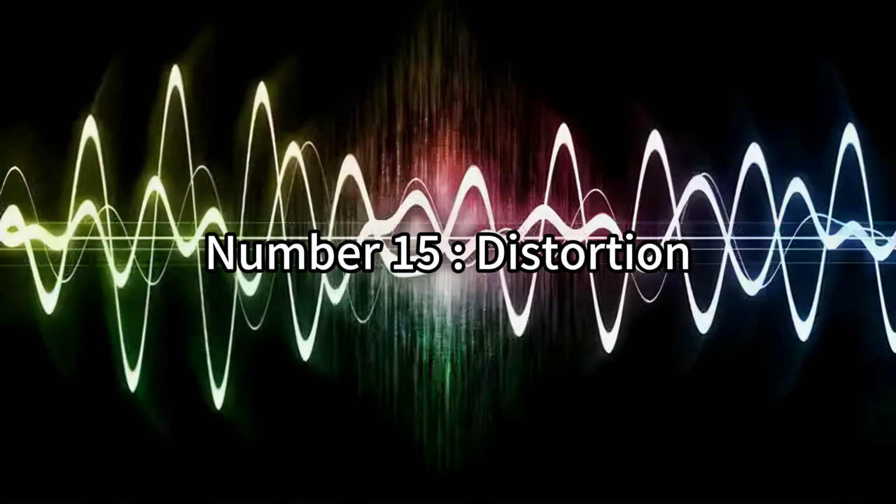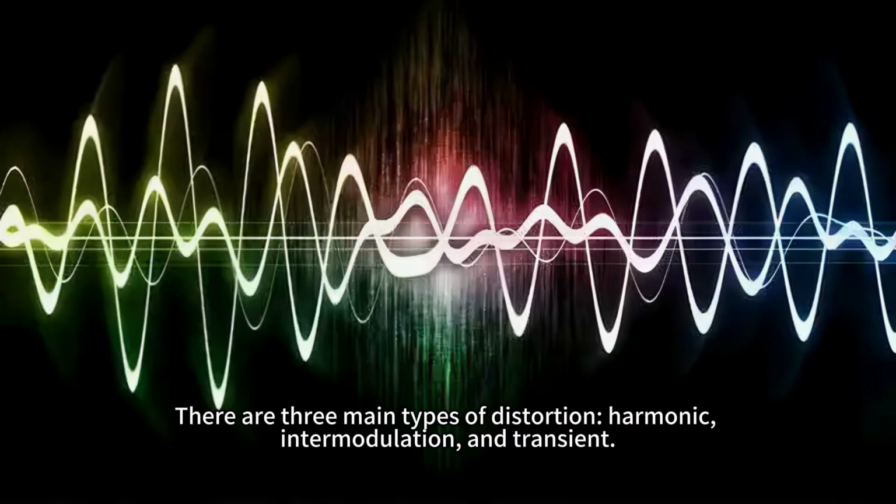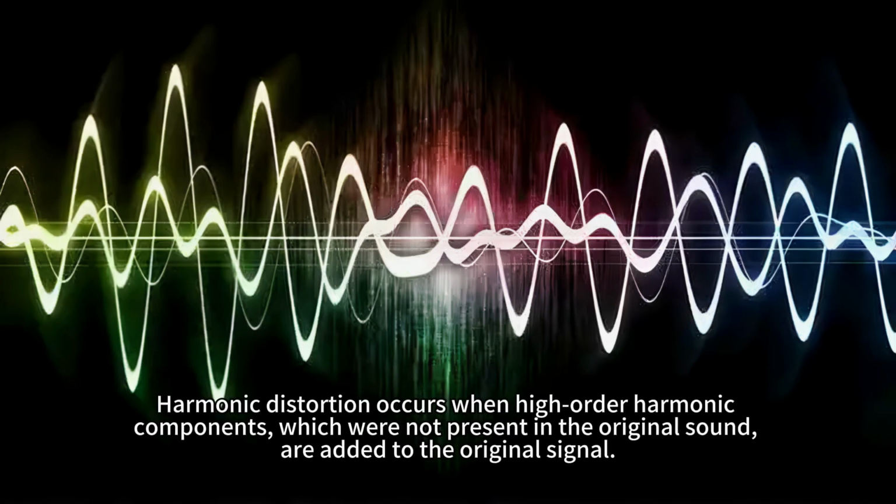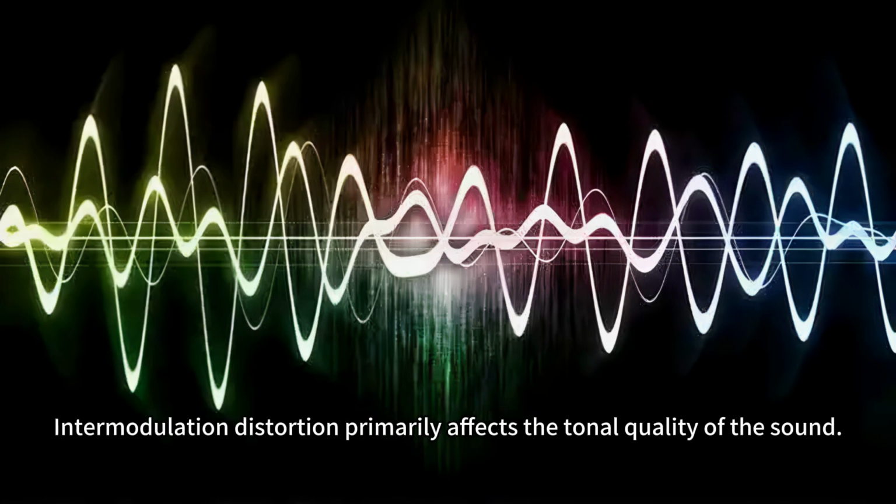Number 15. Distortion. There are 3 main types of distortion: harmonic, intermodulation, and transient. Harmonic distortion occurs when high-order harmonic components, which were not present in the original sound, are added to the original signal. Intermodulation distortion primarily affects the tonal quality of the sound.